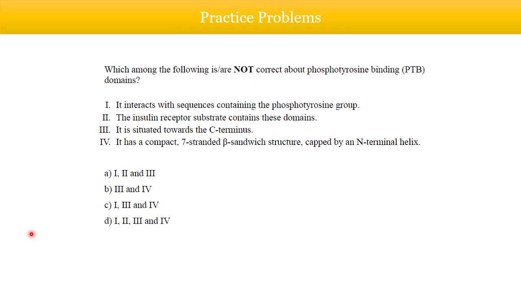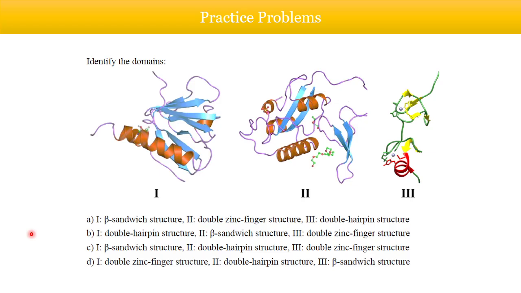So the PTB domain interacts with sequences containing the phosphotyrosine group. That is correct. That's an ideal activity of a PTB domain. Now, the insulin receptor substrate contains these domains, and we know that because the IRS, or the insulin receptor substrate, is a very well known example of the PTB domains. Now, that it is situated at the C terminus is not correct because it's situated at the N terminus of the protein, and that it has a compact 7-stranded beta sandwich structure is also not correct because it gives more information about the SH2 domains, not a PTB domain. So 3 and 4 are incorrect. That is option B.